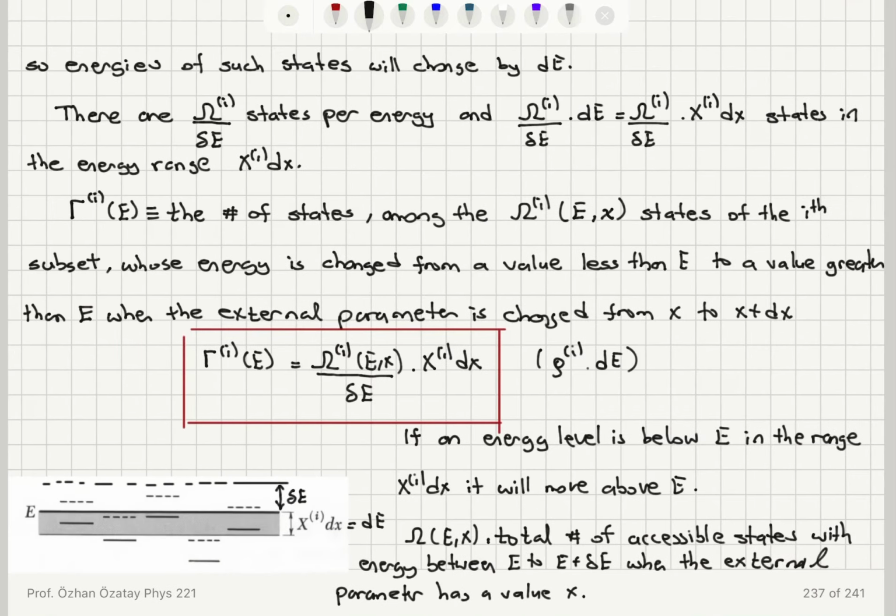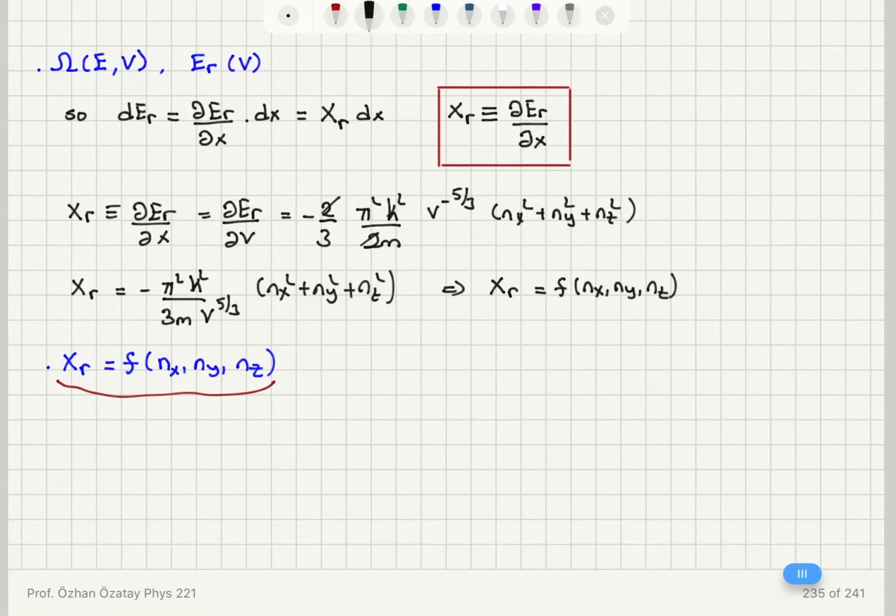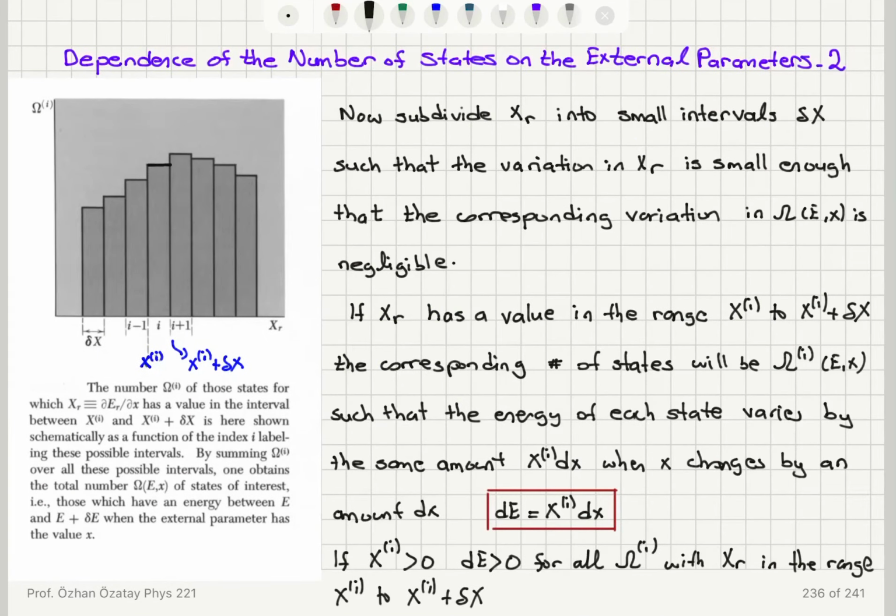So just to sum up what we have done, we have looked at xr, which is the change in the energy levels with the external parameter x, with a particular value in a range xi to xi plus delta x. So all possible values of xr we have divided into intervals of delta x, and this is done such that the corresponding variation in the total number of accessible states is negligible.